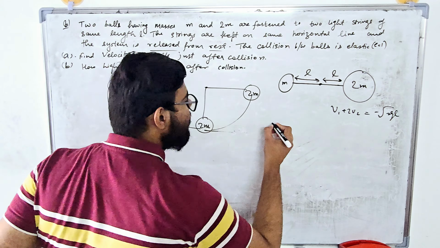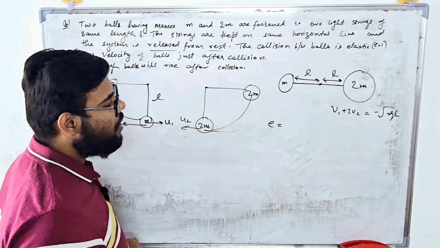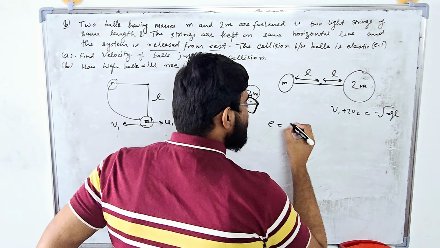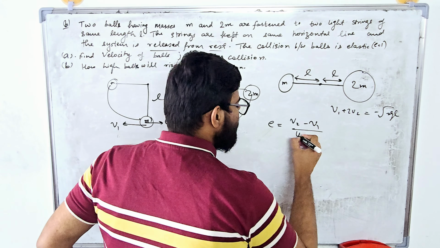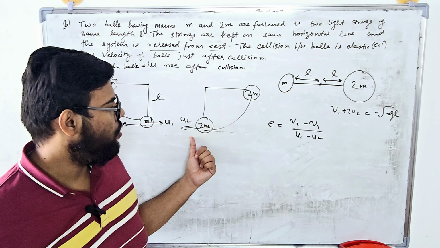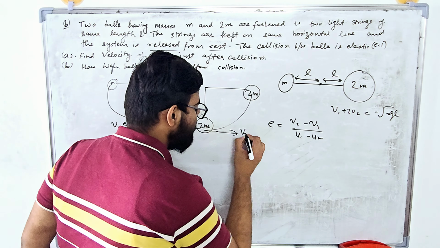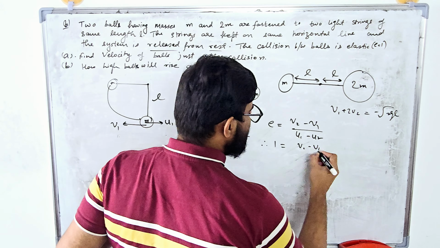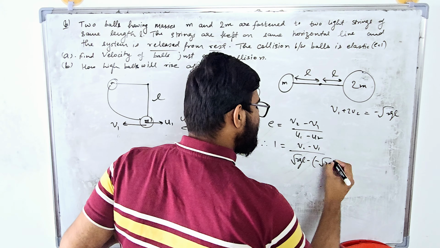So we all know that the coefficient of restitution, that is e, is equal to the velocity of separation divided by velocity of approach, right? So it means that V2 minus V1 divided by the quantity U1 minus U2, correct? This is U1, this is U2, and this is V1, this is V2. Hence, 1 is equal to V2 minus V1 divided by root 2gl minus root 2gl, right?